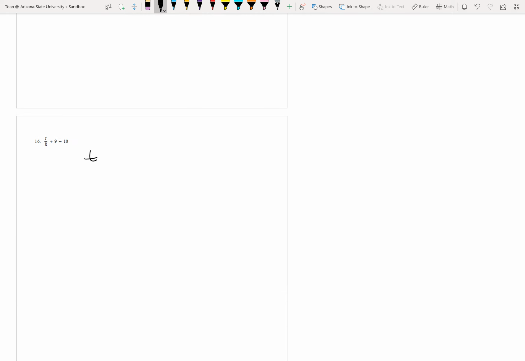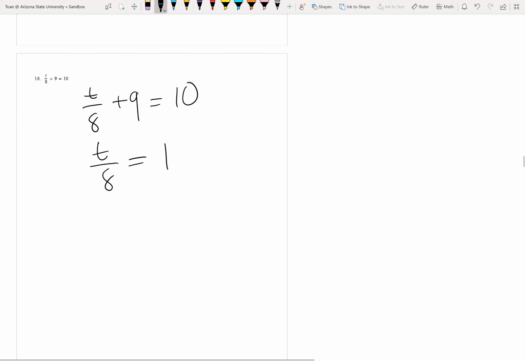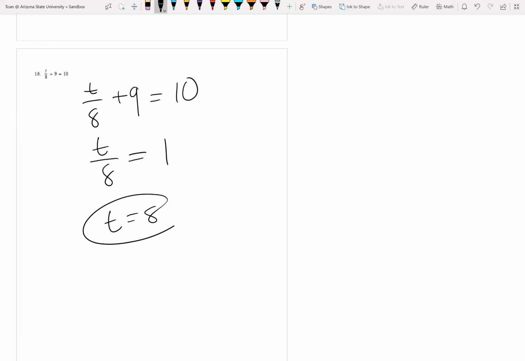16, more solving equations. Man, this whole test is basically solving equations. I'm going to subtract the 9 over, and then to get rid of the denominator of 8, you've got to multiply by 8. That's it. 1 times 8 is 8, of course.